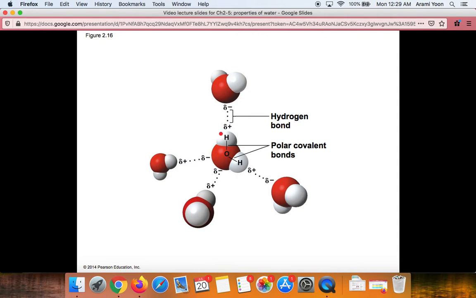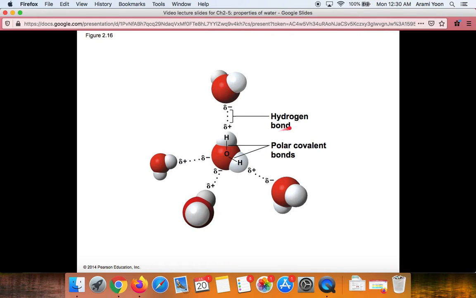And as you know, opposites attract. So this slightly negative oxygen on this water molecule will be attracted to the slightly positive hydrogen on this water molecule, and they'll form a temporary weak attraction that we call a hydrogen bond.